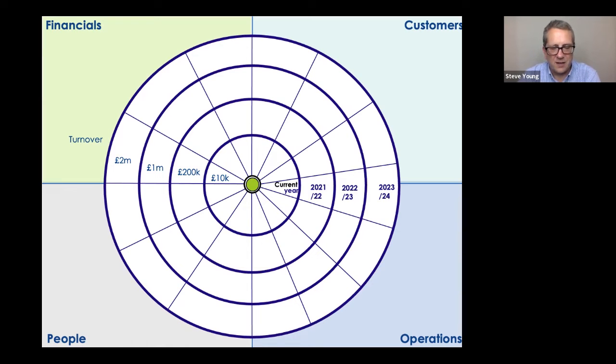So we said, okay, that's great for turnover. What else? She said, well, profitability is important to me because it's not just about making turnover. So I said, okay, what's your profitability at the moment? She said, well, that's easy. It's nothing. So I said, that's great. Okay, we put that in.